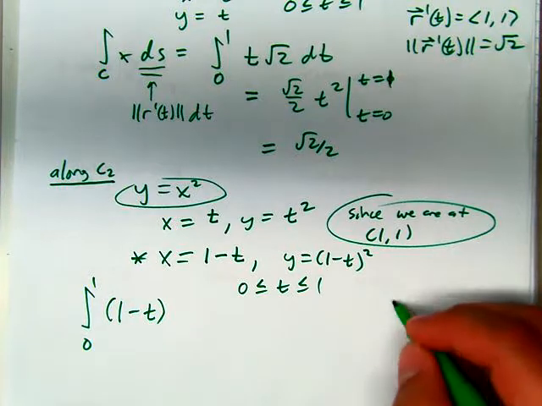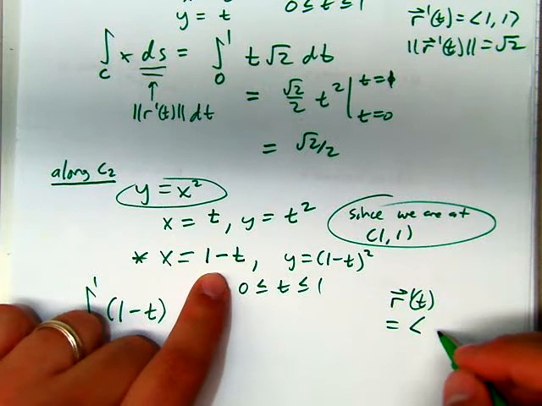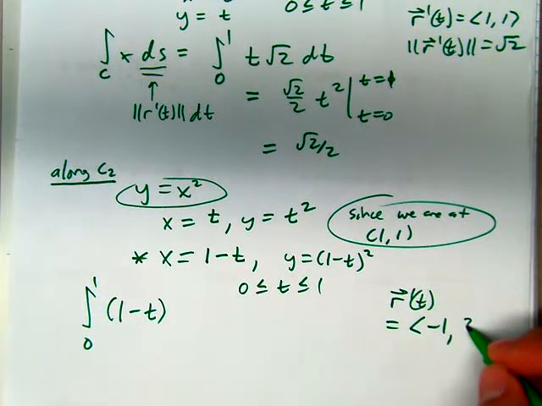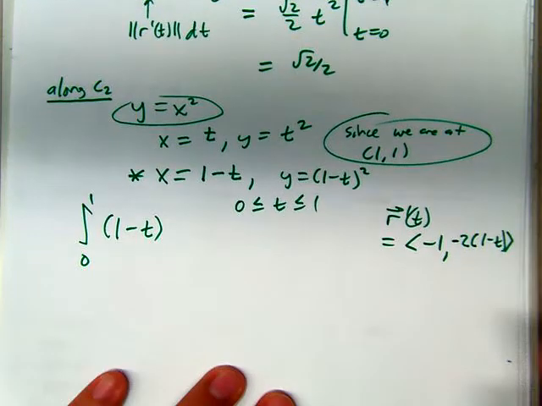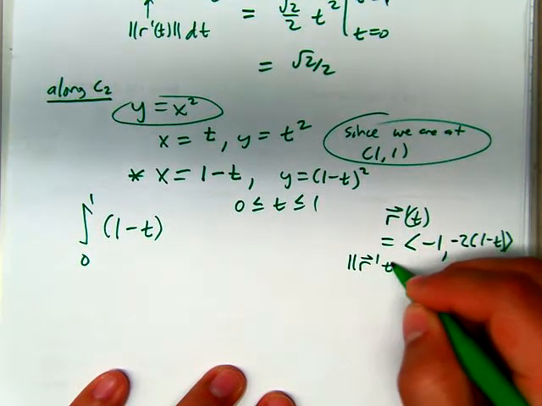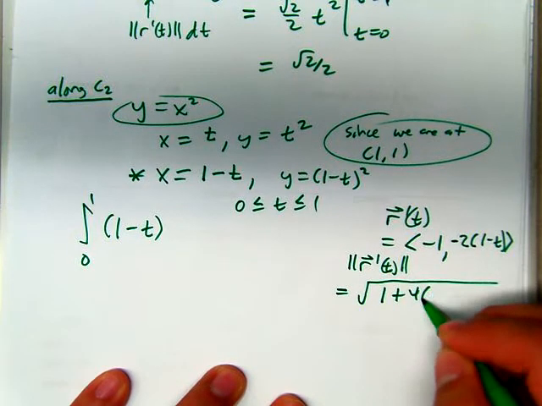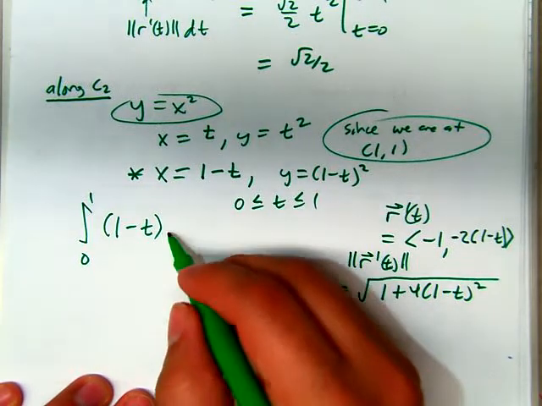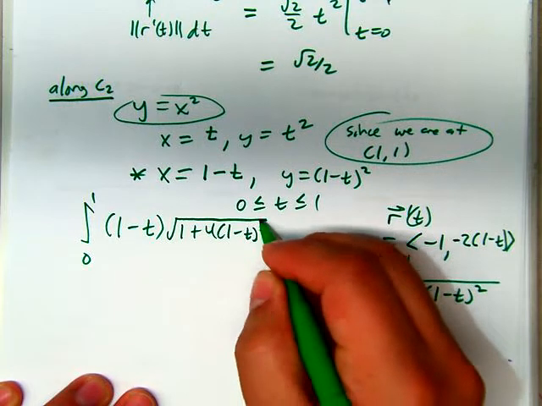So let's take a look at r prime. R prime of t is going to be -1. And now here it's going to be, well actually, it'll be -2 times 1 minus t. Alright, so now if I go ahead and find the magnitude, the magnitude would be the square root of 1 plus 4 times the quantity 1 minus t squared. Okay, so that's going to be plugged in here. 1 plus 4 times 1 minus t squared dt.